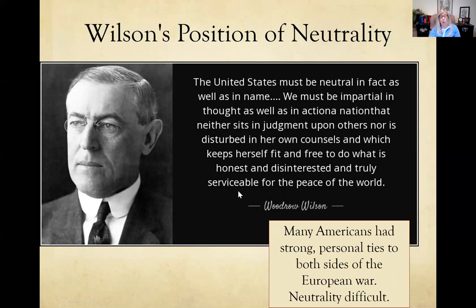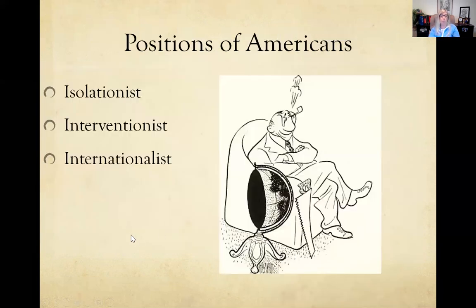And that's going to be a tall order. But Wilson is trying to acknowledge, I know this is going to be difficult, but the US has got to stay neutral. So many Americans are going to fit into one of three categories. They're either going to be isolationists, meaning we've got to stay out of this. This is their problem. We are totally out.